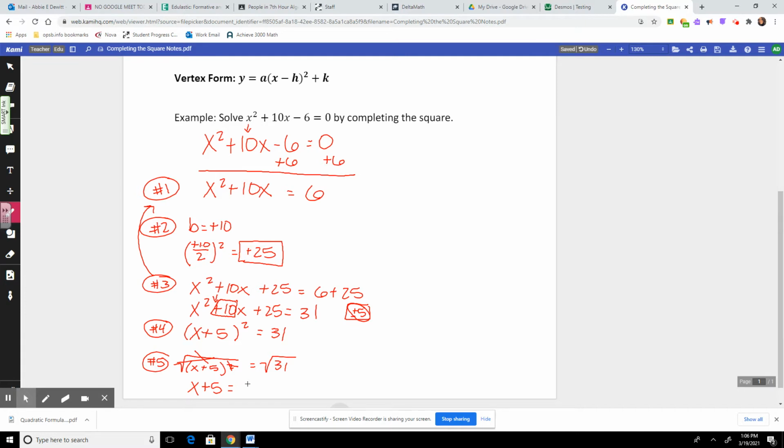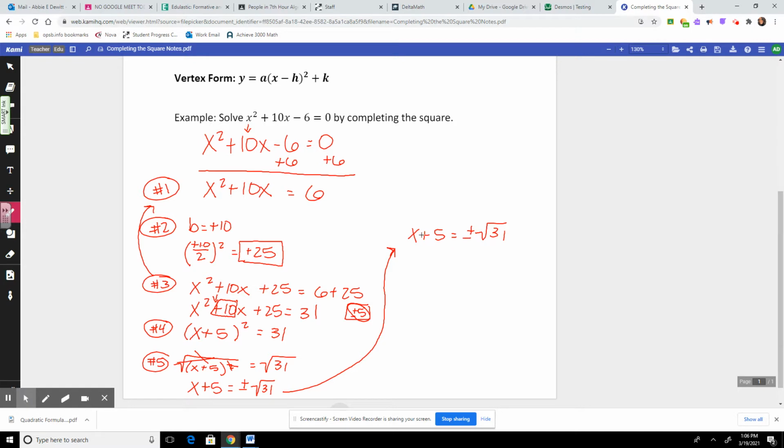equals positive or negative square root of 31, because we know that when we take the square root of something, it becomes positive or negative that value, okay? Now, in order to simplify this, I'm running out of space here, so I'm just going to rewrite it up here. On your page, I had enough space. Okay, so I'm just going to rewrite this: x + 5 equals positive or negative square root of 31.